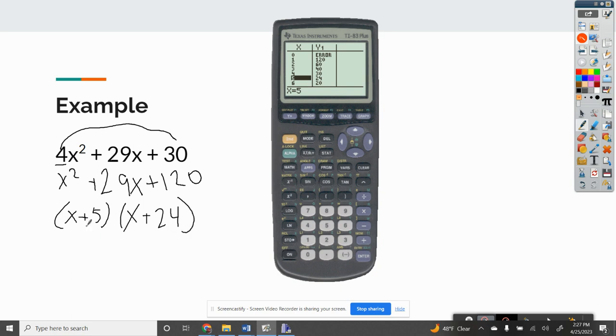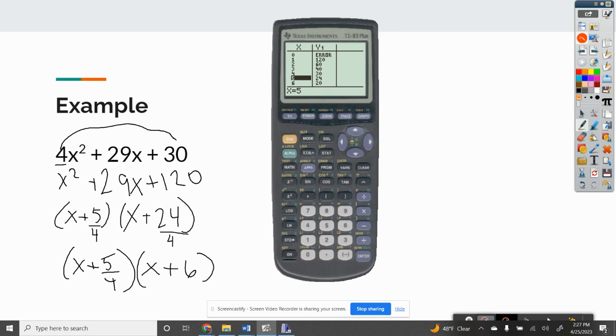So we did slide. Now we're going to do divide. Divide by whatever our a was. So our a is a 4. So we're going to divide by 4. Okay, now we have to fully simplify. You cannot simplify x plus 5 fourths. All right, so that's going to stay as x plus 5 fourths. You can simplify 24 divided by 4.